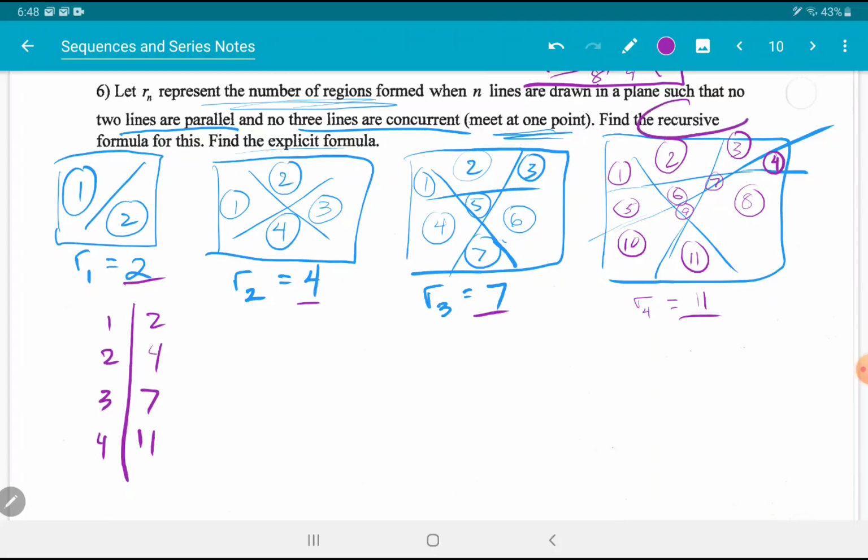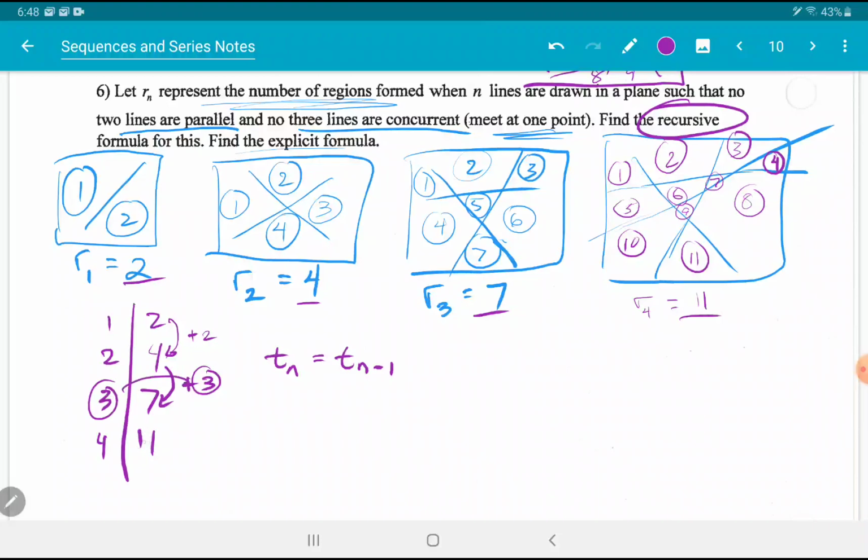Let's do the recursive formula first. How do we do that? To get to 4, from 2, we don't know this value, what do we do? We take the previous number and add 2. Here's our third term. We take our previous number, so let's say t sub n, which is t sub n minus 1, and add 3. I'm at term 3, so I want to add 3.